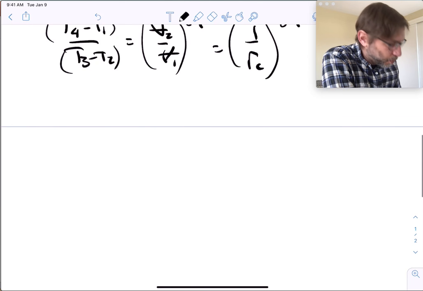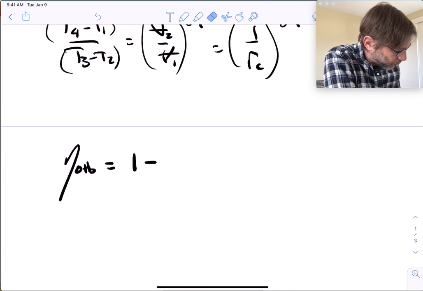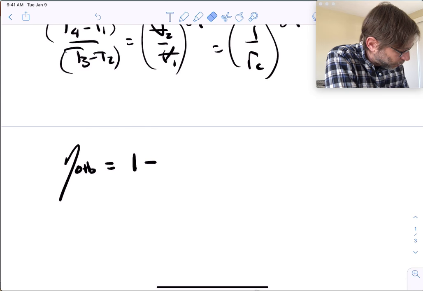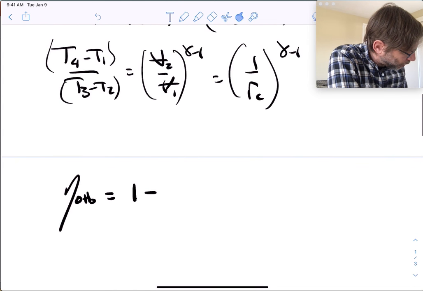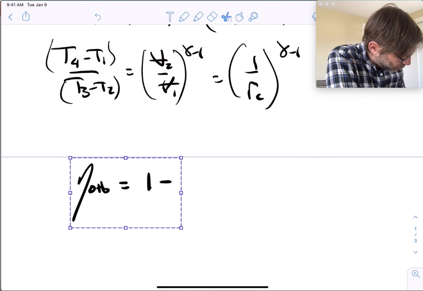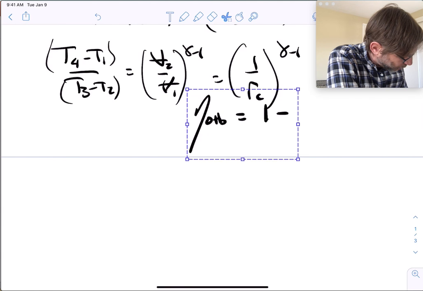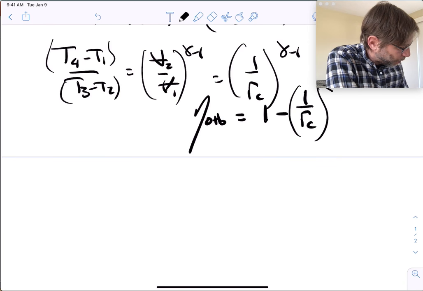So what we can do is just pull this down and say that the efficiency of the Otto cycle then is equal to 1 minus, hold on. Let me just move this up. Where's my little clipper? I was going to move it up here. Okay, I'll just move it right here. 1 minus, that way keep it on the same page. 1 minus 1 over compression ratio to the gamma minus 1.